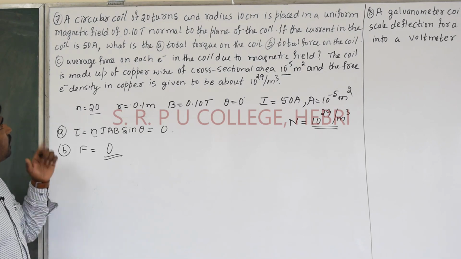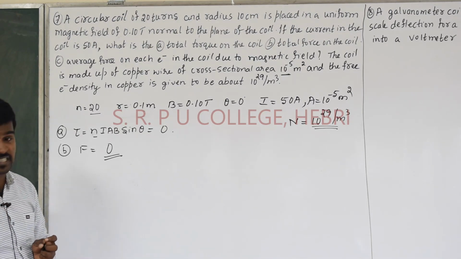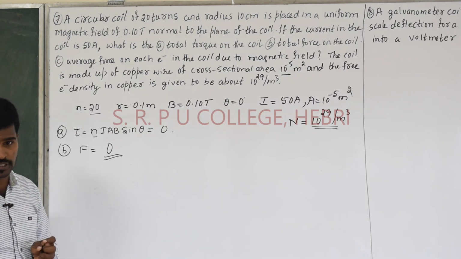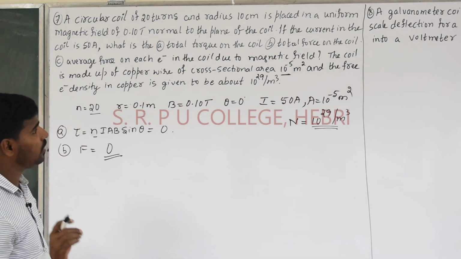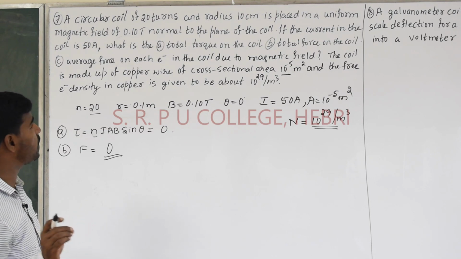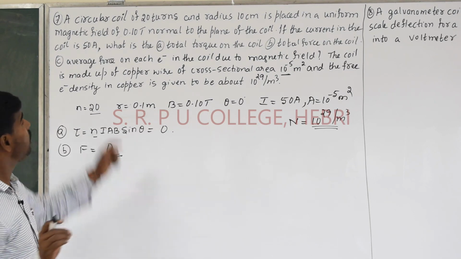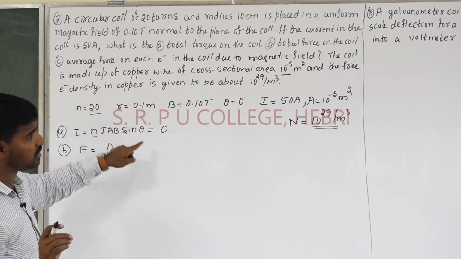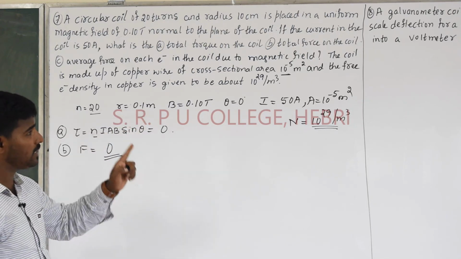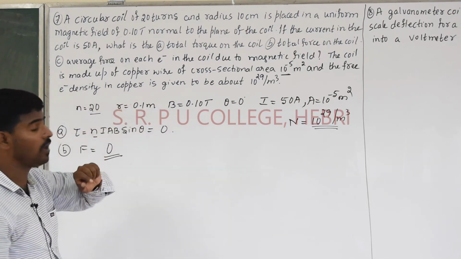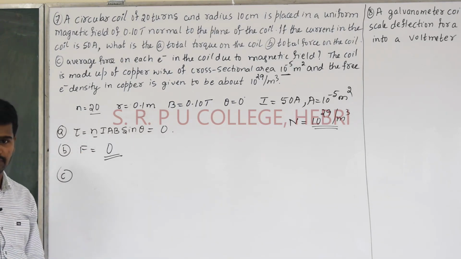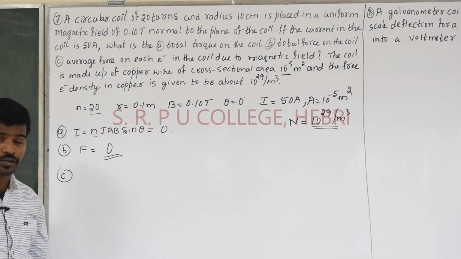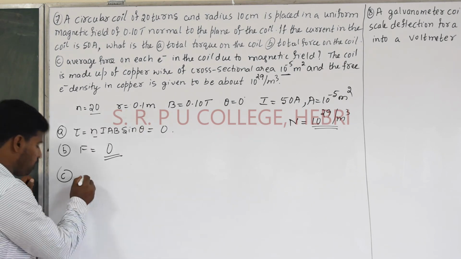Now, the question number C, average force on each electron. Average force on each electron in the coil due to the magnetic field. The coil is made up of copper wire of cross sectional area 10 raised to the power minus 5 meter square, and the free electron density in copper. Therefore, we have to calculate the force with respect to the movement of the electrons. Is it clear? We have to calculate the force with respect to the movement of the electrons.